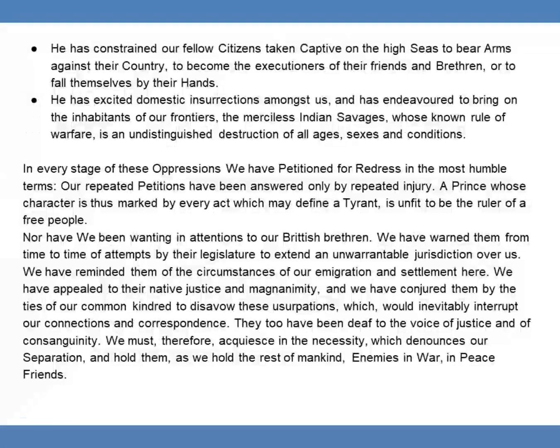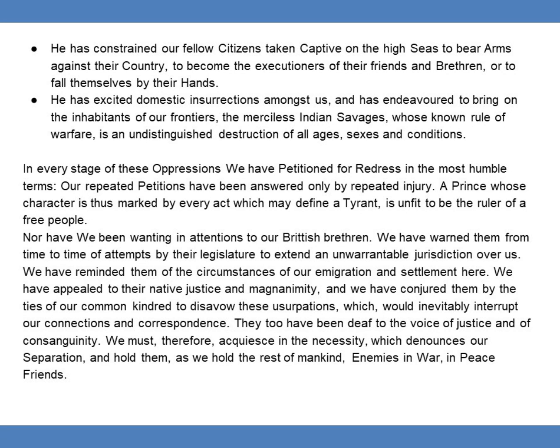He has excited domestic insurrections among us and has endeavored to bring on the inhabitants of our frontiers the merciless Indian savages, whose known rule of warfare is an undistinguished destruction of all ages, sexes, and conditions. In every stage of these oppressions, we have petitioned for redress in the most humble terms. Our repeated petitions have been answered only by repeated injury. A prince whose character is thus marked by every act which may define a tyrant is unfit to be the ruler of a free people.